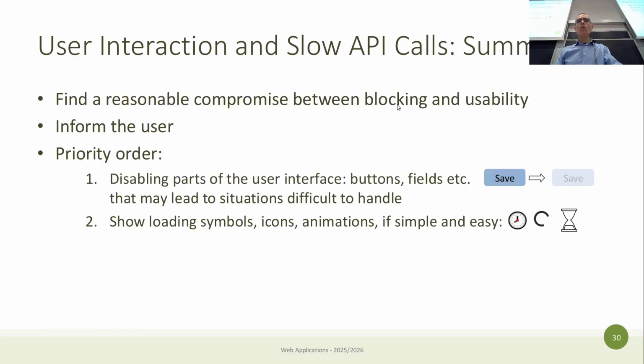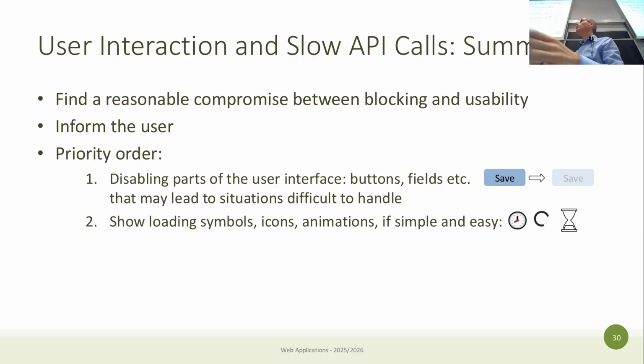So find a reasonable compromise between blocking and usability, okay? They are opposite, because usability is the best if you are never blocked as a user. But blocking is the easiest way of handling things in programming, okay? And typically try to inform the user of what's happening. Google is just an example, but any well-designed interface says what's happening. There's a spinner blocking everything because you need to wait. You're paying with a credit card. You cannot do anything else. They tell you, wait. That's an important operation, you should wait.